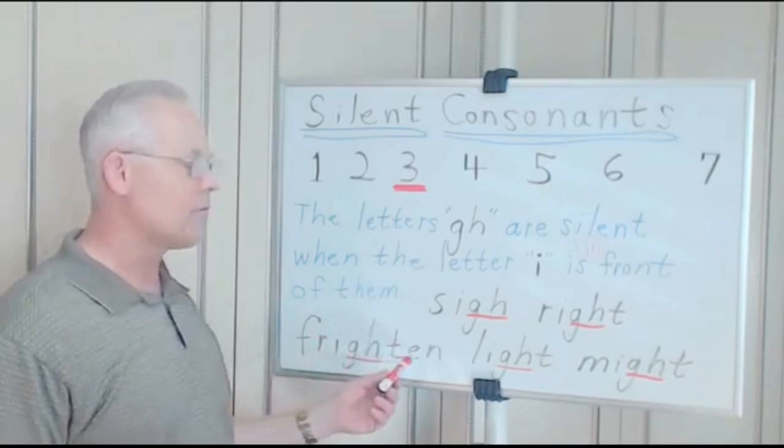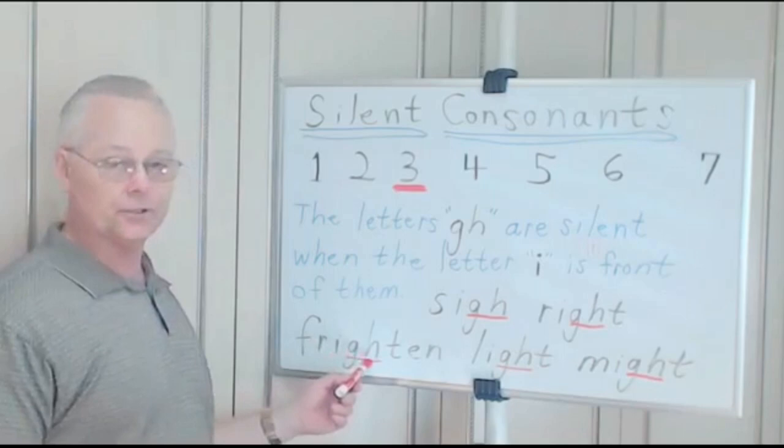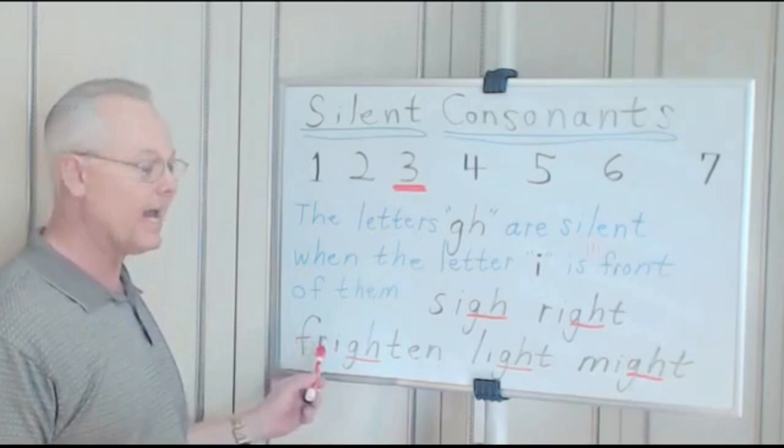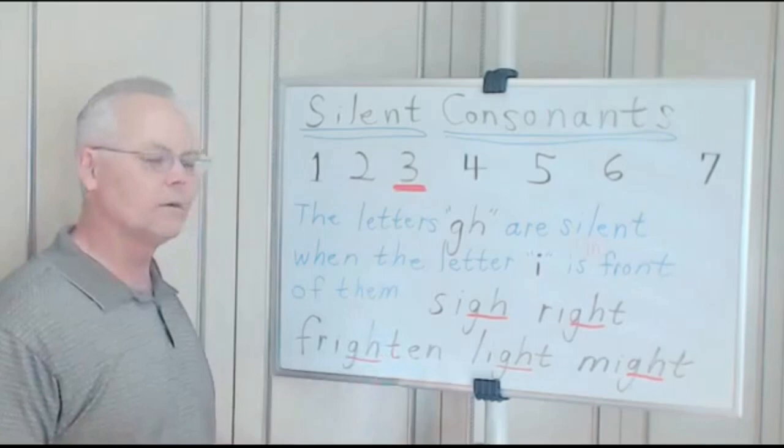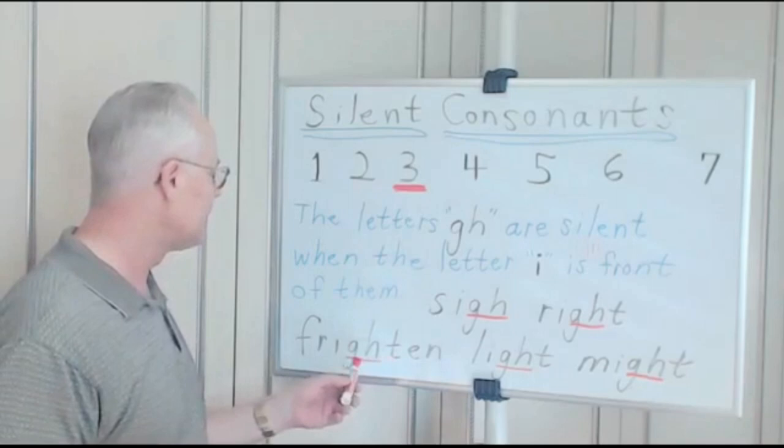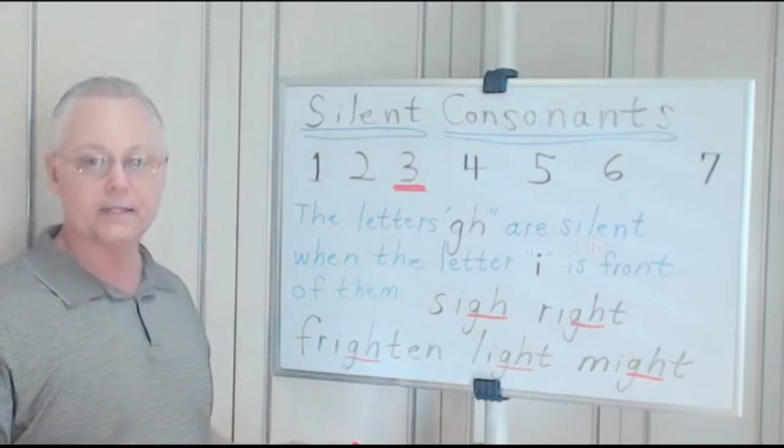Here's the word frighten. F-R-I-G-H silent, T-E-N. So we have f-r-i, fry, T-E-N, ten. Frighten. We don't really make much of a sound with that T. It's more like frighten. T is pretty much silent too. But the point is, G-H is followed by I, and they are silent.